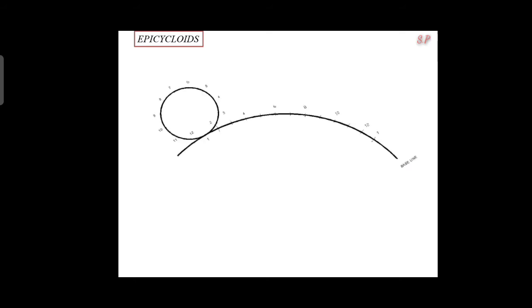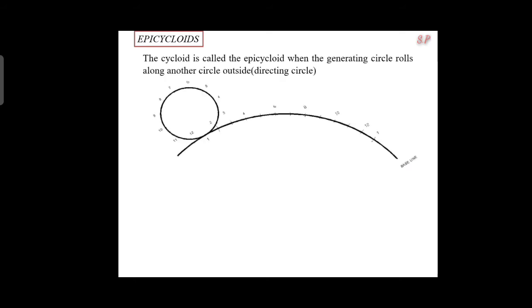Next, in the cycloidal curves, the second method is the epicycloid. A cycloid is called an epicycloid when the generating circle rolls along another circle on the outside. It is the curve traced by a point on the circle which rolls on the outside of the base circle surface. Next, let us see problem number 2.